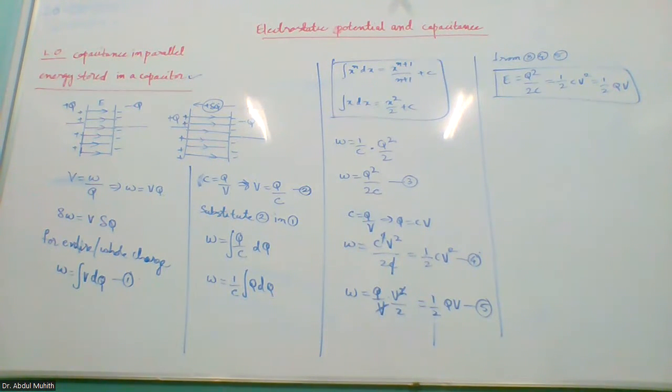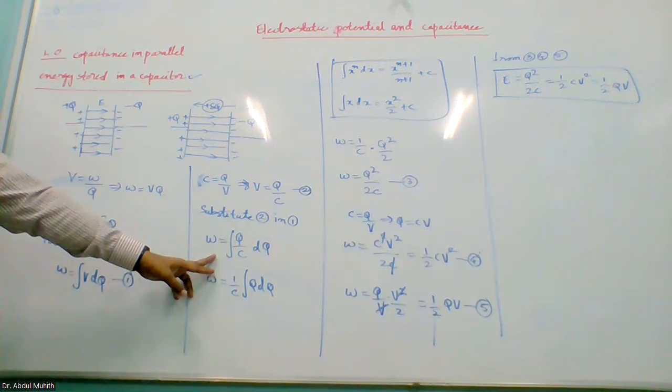So please copy this once again. See here, we have a positive plate and a negative plate. Electric field is going from positive to negative. We have the formula V is equal to W by q, so W is equal to Vq. Work done and energy have the same dimensions, both are measured in joules. Now, for small work done, we have V delta q. For the entire charge, we write integration, and that is continuous. Now, C is equal to q by V, so V is equal to q by C. Substitute this equation 2 in this equation, then we'll get this.